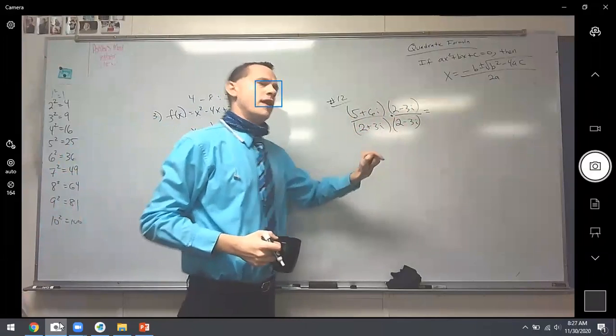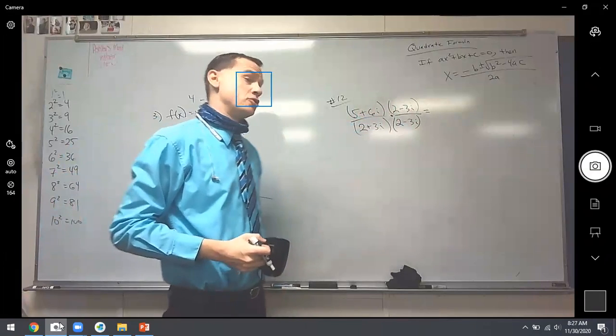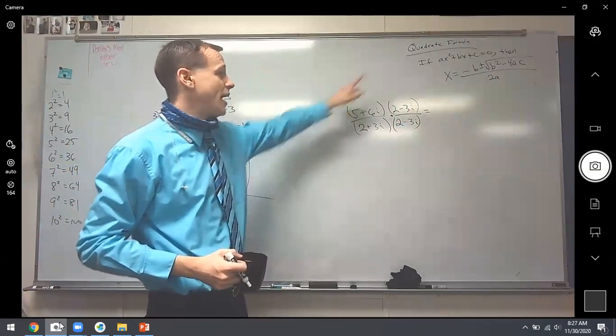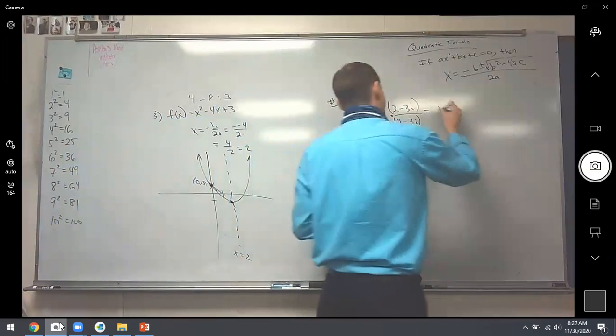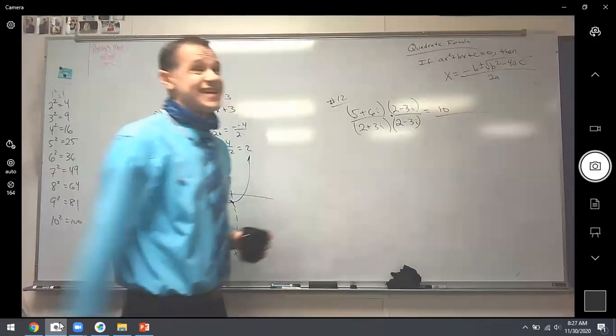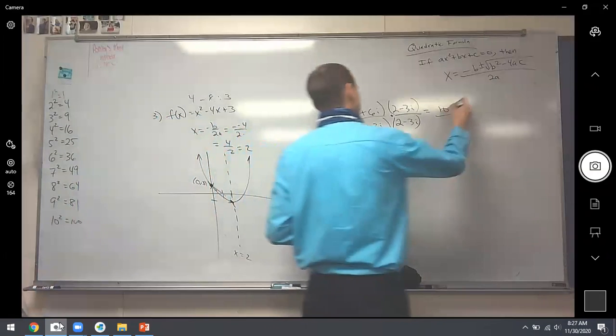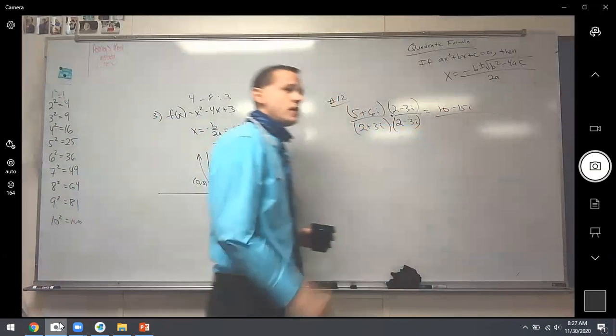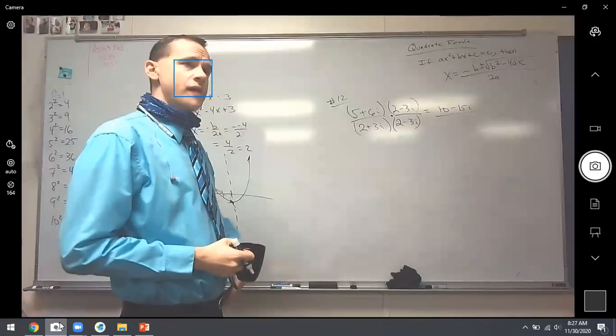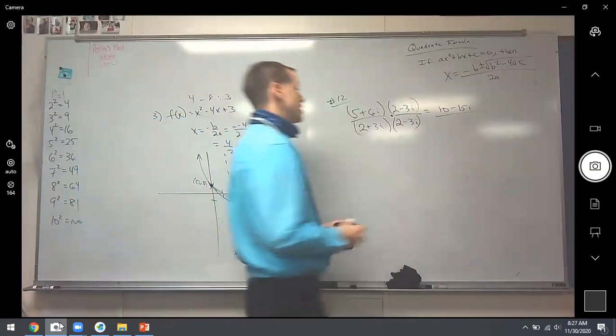Multiply straight across. Unfortunately, I got this thing times this thing, which means I have to go distribute it all out. So carefully, 5 times 2 is 10. 5 times negative 3i would be negative 15i. Moving on to the 6i. 6i times 2 is 12i.